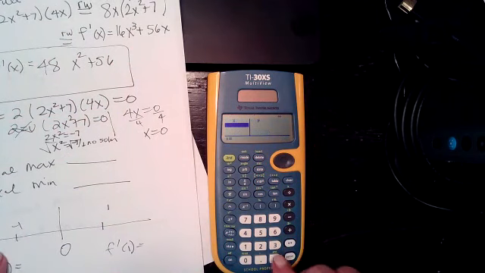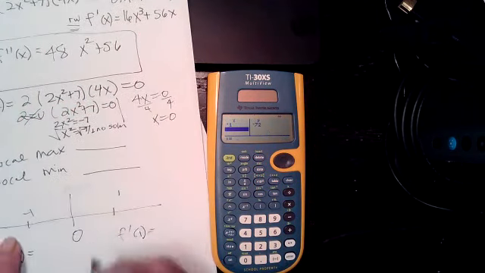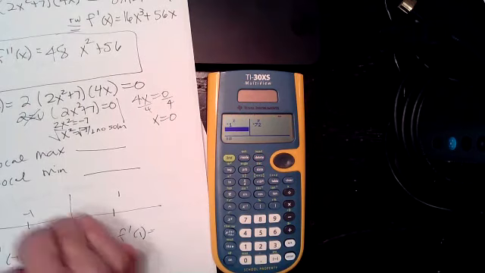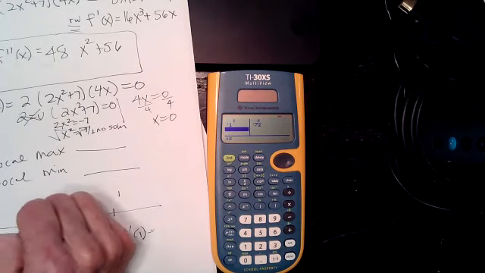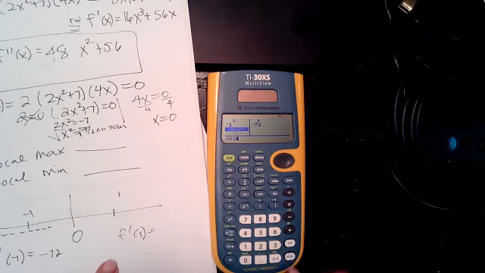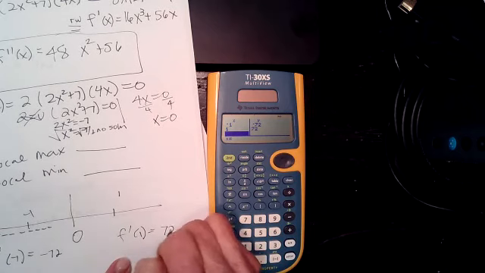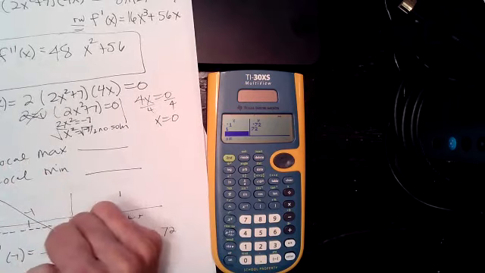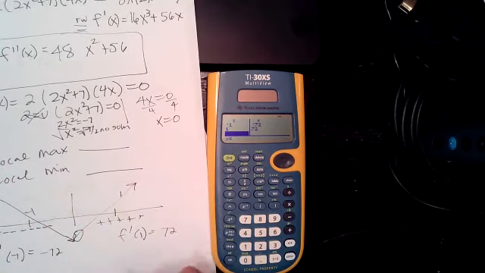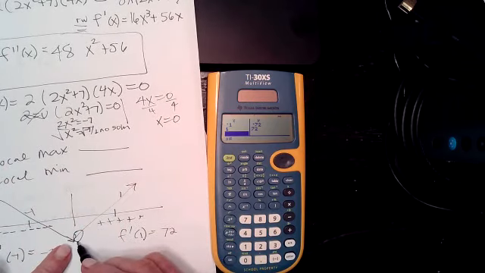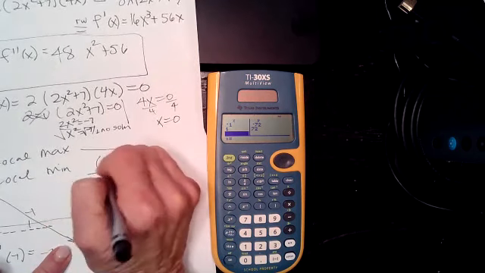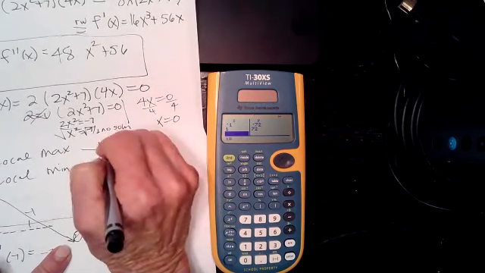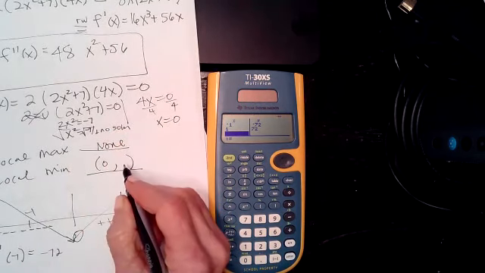And I want to do -1. F prime of -1 is -72, so it's minus. And F prime of 1 is +72, so it's positive. So it goes down, and then it goes up. So what do I have when x is equal to 0? It meets at the bottom, so it's a local min. There's no local max.